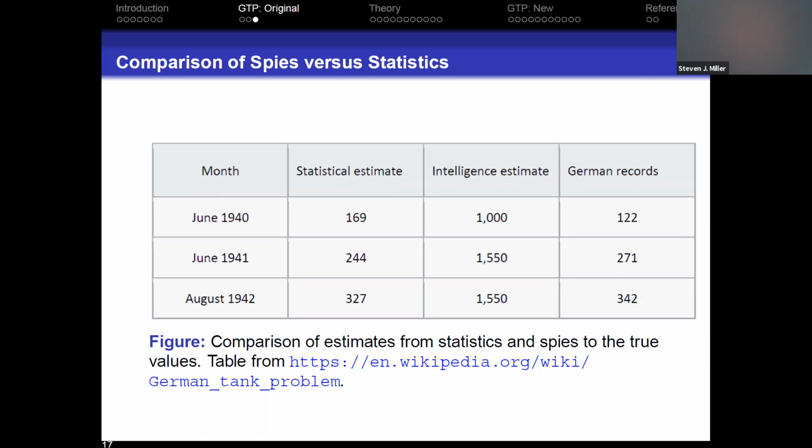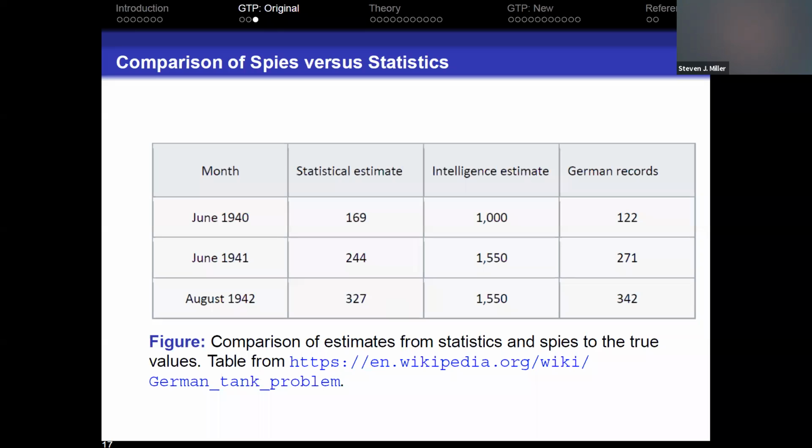So to just end the first part, this is one of my favorite charts. It's from Wikipedia, source of all knowledge, fountain of all wisdom. And it has the statistical estimates from a couple of months. It has the intelligence estimates. And after the war, there's access to the German records as to how many tanks they actually produced. And you can see the intelligence estimates are off by a phenomenal amount, off by factors ranging from maybe 5 to 7, off by a good amount. Whereas the mathematical and statistical estimates are pretty close. They are in the right order of magnitude. They are in the right ballpark.